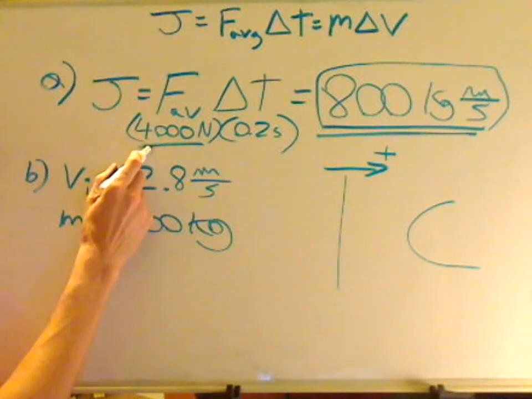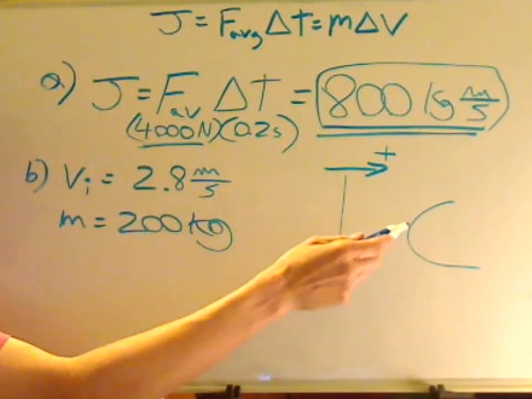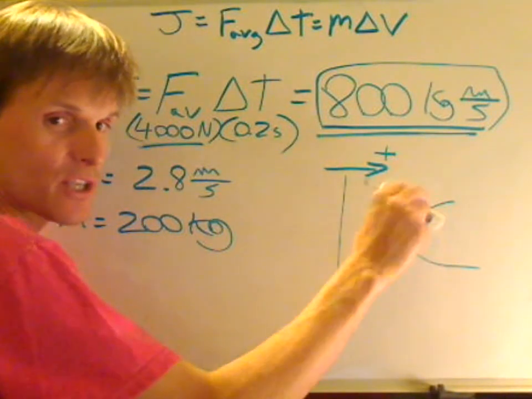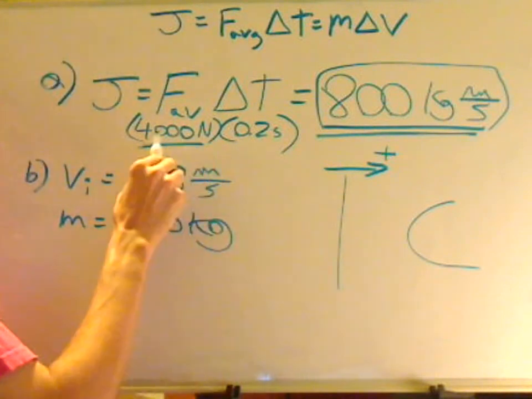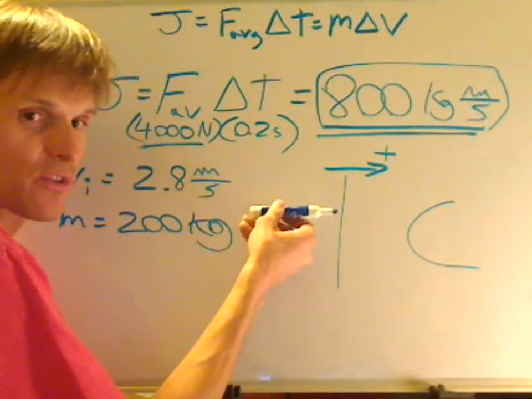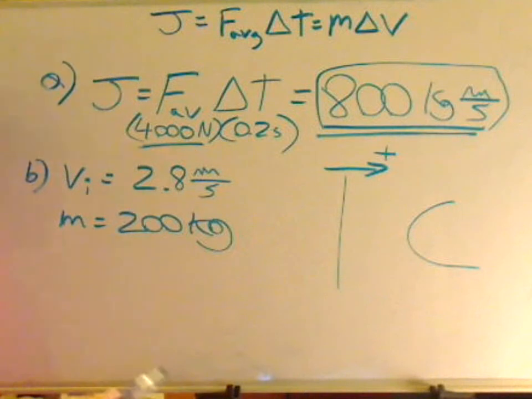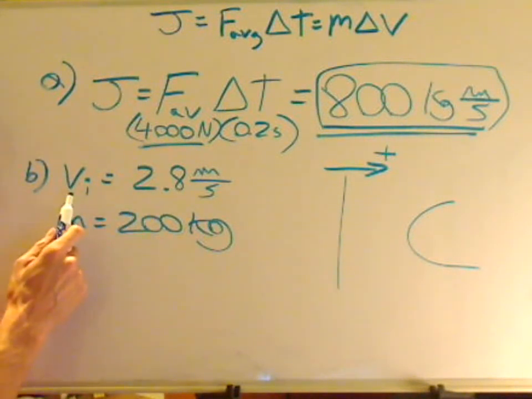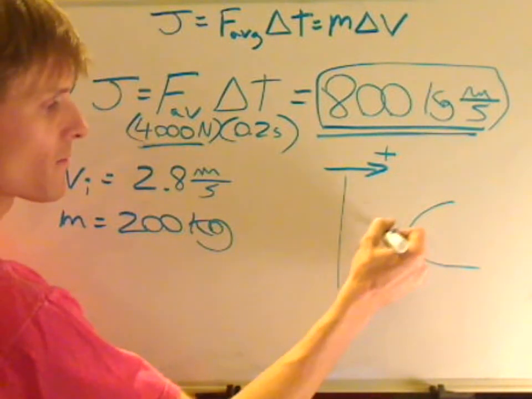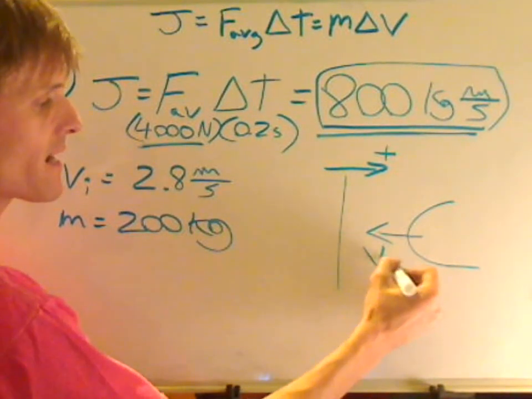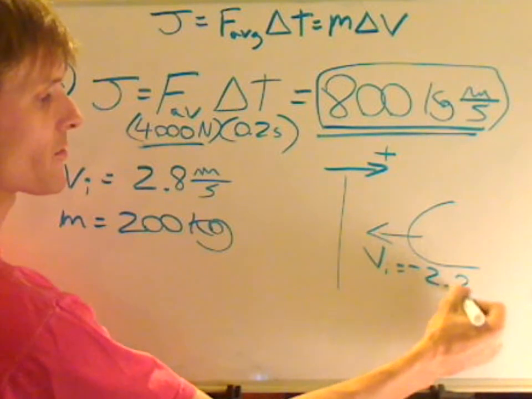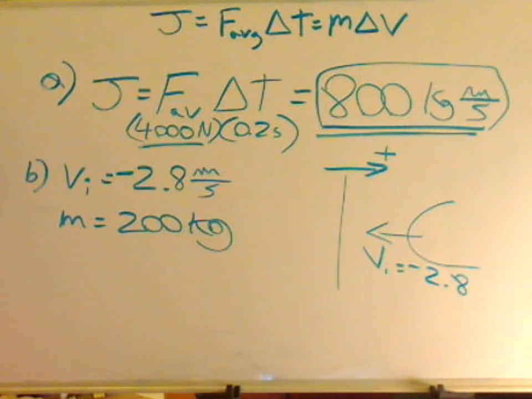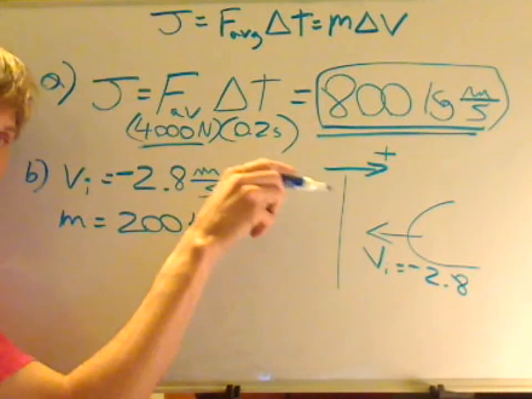Okay? Because we said, well, plus 4,000 newtons of force acts on the car. If we would have said it was negative 4,000 newtons, then that would have been the negative direction. This would have been the positive direction. But we said, well, that's the positive direction, because that's the direction the wall applies a force on the car. Okay? So therefore, what about our initial velocity of 2.8 meters per second? Well, if the car is moving into the wall, its initial velocity then is negative 2.8 meters per second. So this is negative then. That's just the convention we adopted from part A.